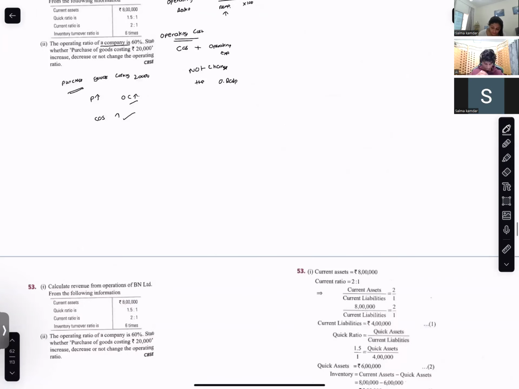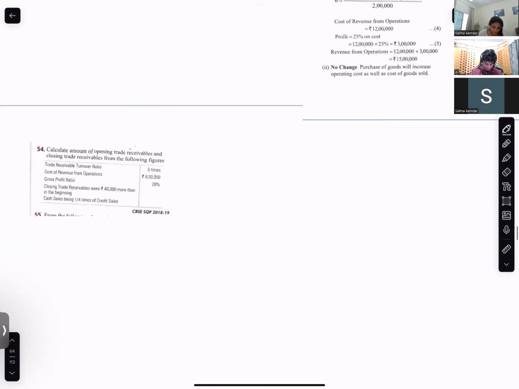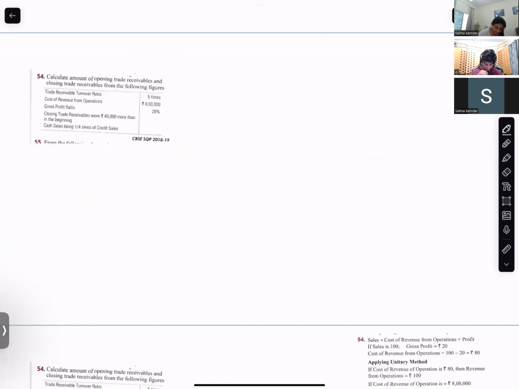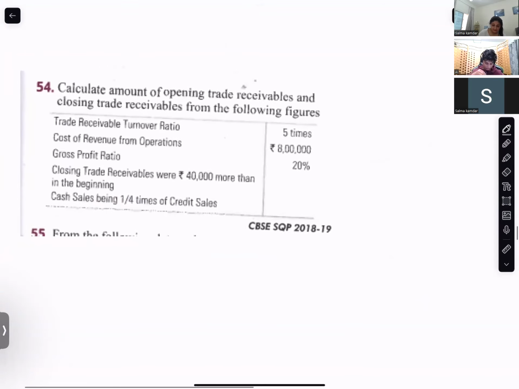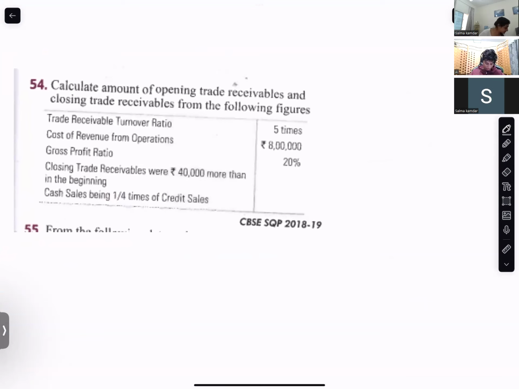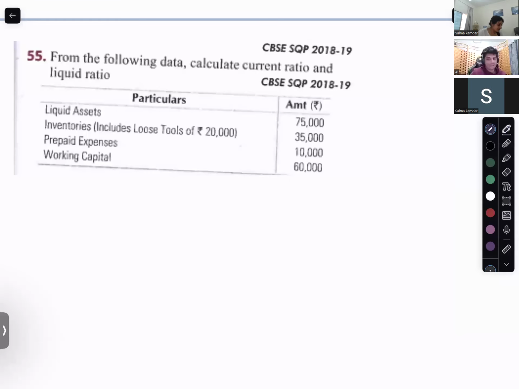Are you with me? Yes, ma'am. Now let's go to the 54th one. What do you have to calculate? You have to calculate opening trade receivables and closing trade receivables from the following figures. Try, then I will help you. So what do we have to find out?